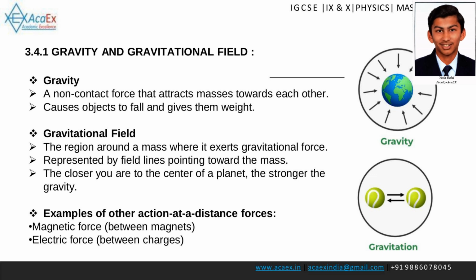Gravity and gravitational field. Gravity is a non-contact force that attracts masses towards each other. It causes objects to fall and gives them weight. Gravitational field: the region around a mass where it exerts gravitational force. It is represented by field lines pointing toward the mass. The closer you are to the center of a planet, the stronger the gravity. Examples of other action at a distance forces include magnetic force and electric force.